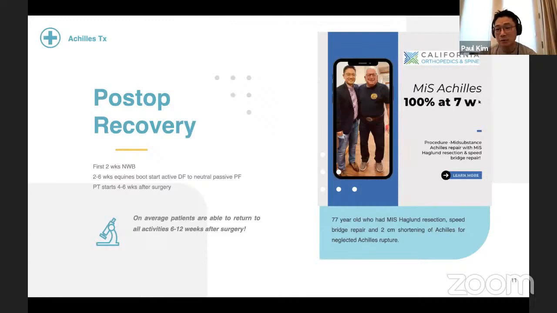I mean, his goals weren't to run a marathon. His goal was to walk with his wife. He lives in an RV, to actually traverse stairs without a limp and just enjoy life. And at 7 weeks, he said, this is perfect. This is exactly what I wanted.